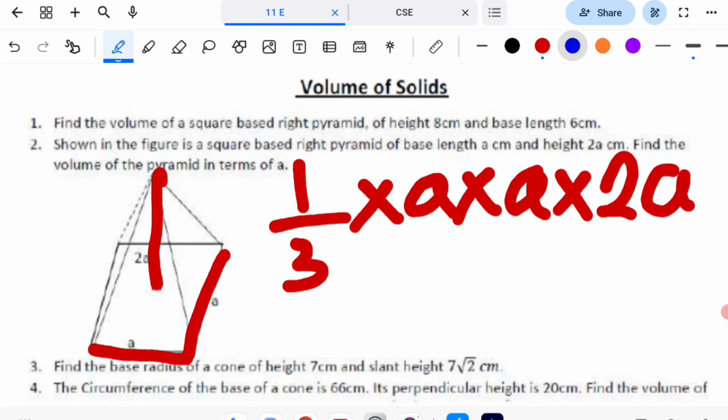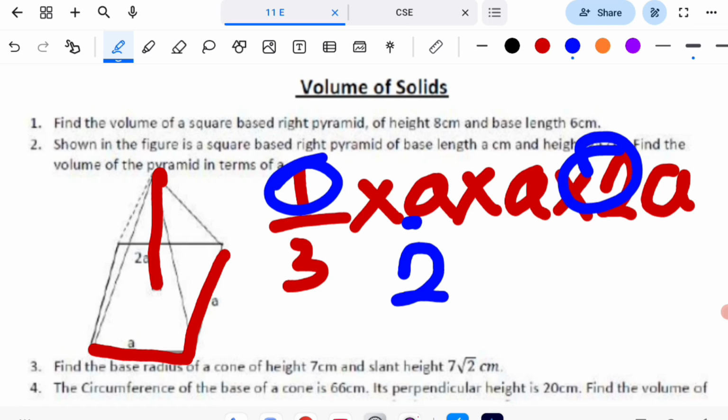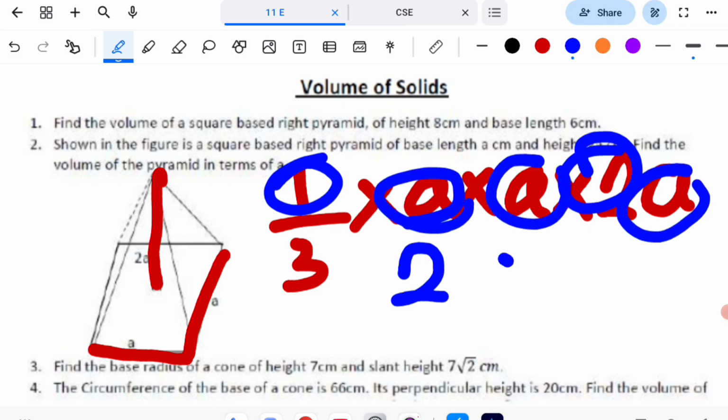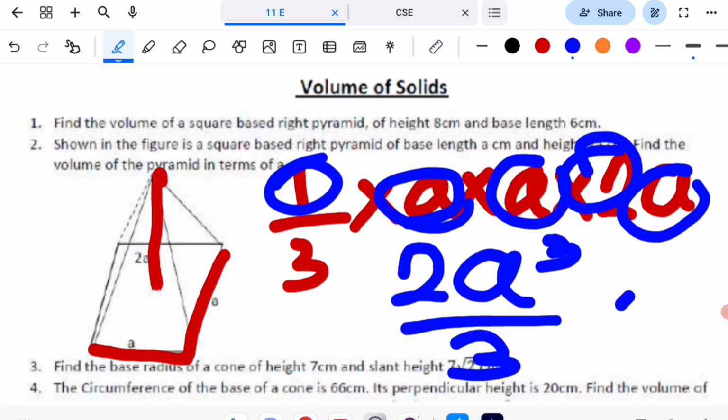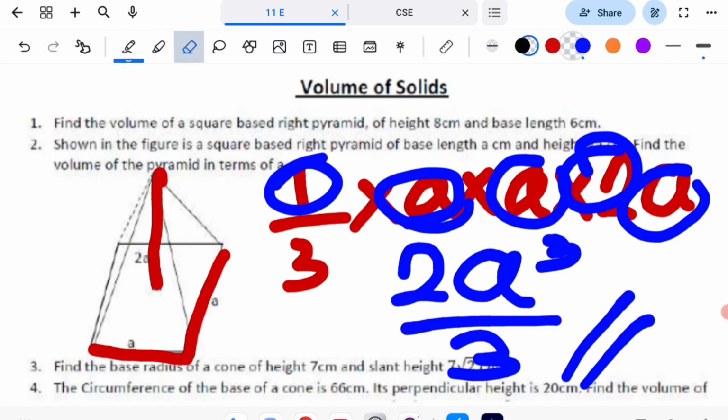Then we can multiply 1 into 2, 2. There are 3 a terms, then a to the power 3, divided by the denominator, which is 3. So the volume is 2a to the power 3 over 3.